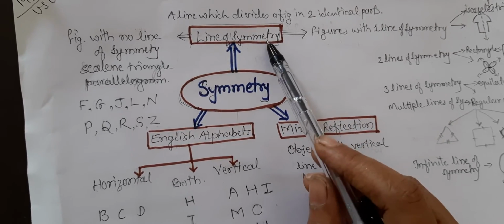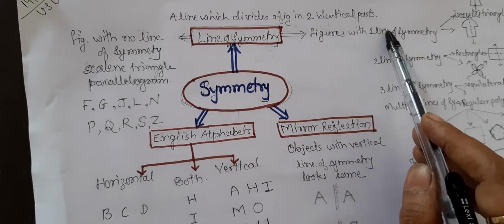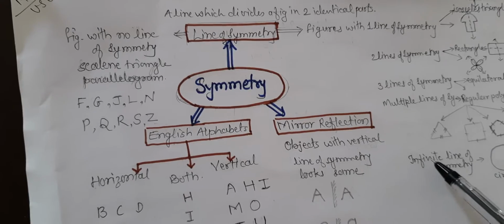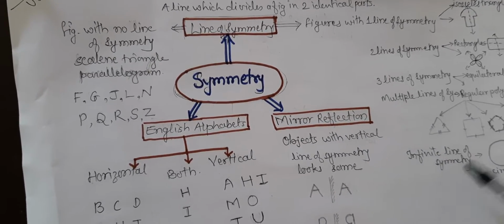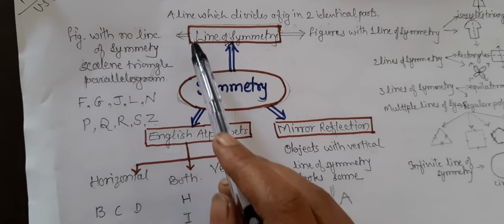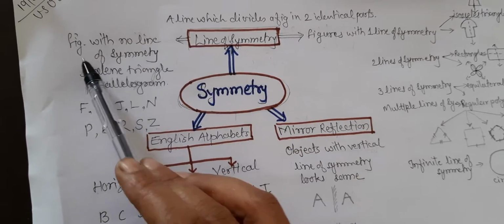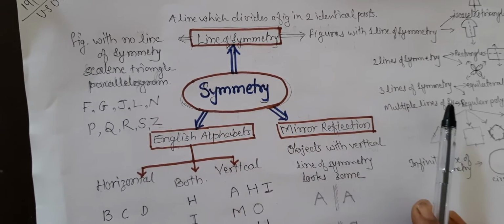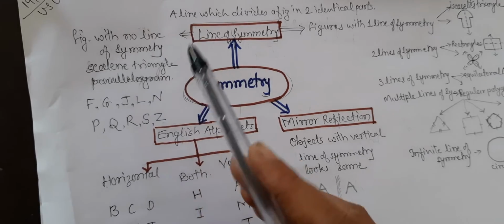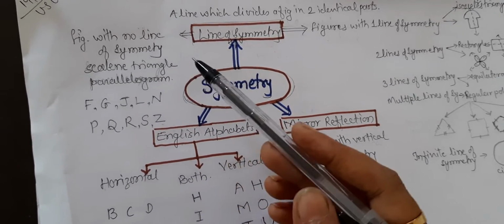Now, it may have one line of symmetry, two lines of symmetry, three lines of symmetry, multiple lines of symmetry, or infinite lines of symmetry. First, we are going to see the figures which do not have any line of symmetry. For that, we have already studied a scalene triangle. A scalene triangle is that triangle in which all the sides as well as angles are different.